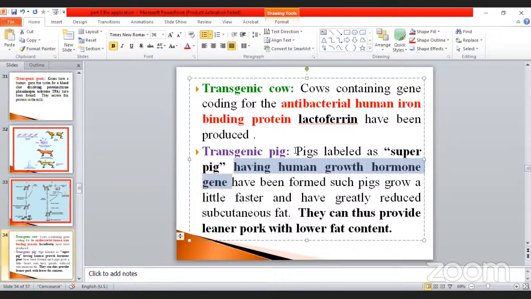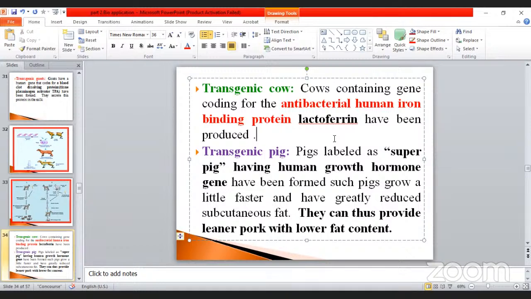Transgenic pig or transgenic cow, transgenic sheep, transgenic mouse, or fish, whatever it may be. Here you must note it down. Point 3 is very, very important: which gene is responsible? Having the human growth hormone gene. What is the use of that? Okay, example. These three you must note down.